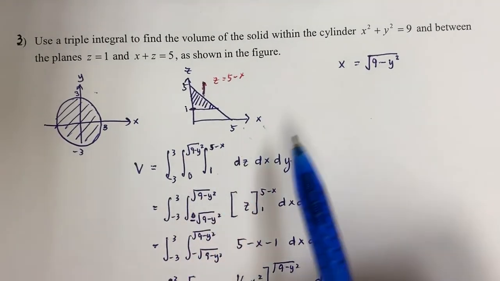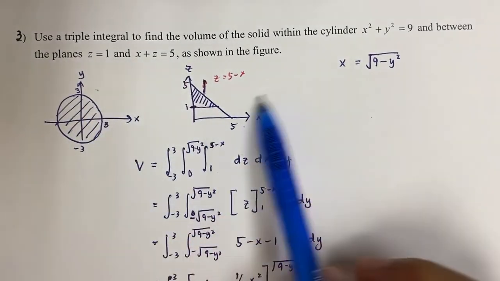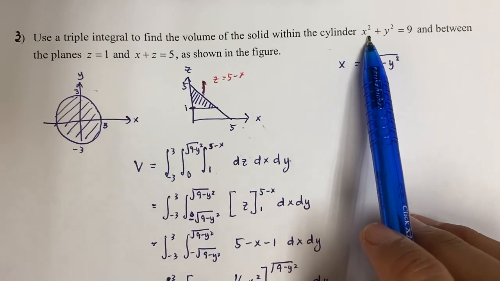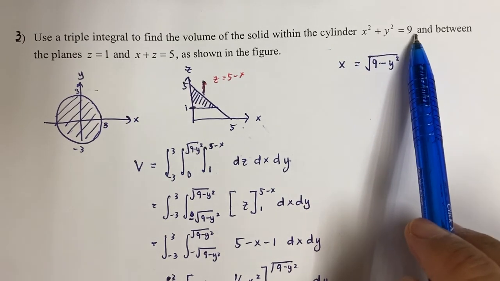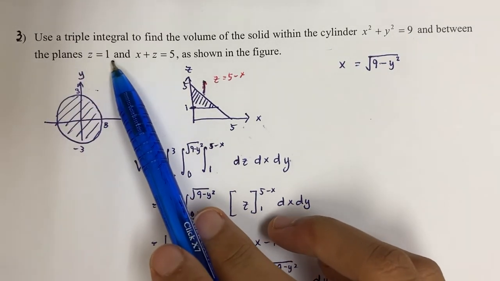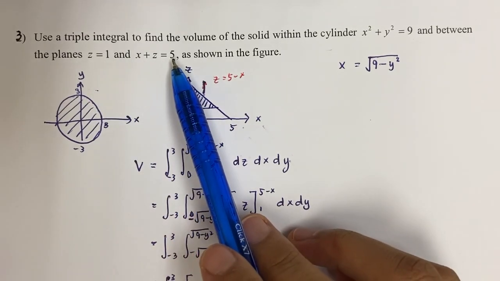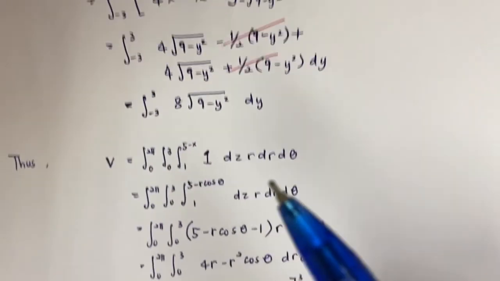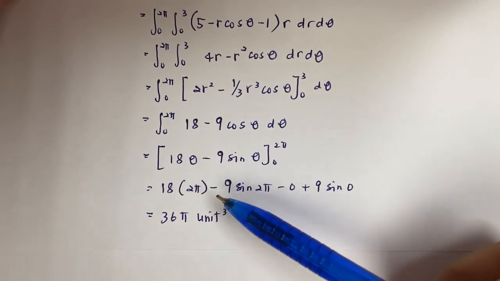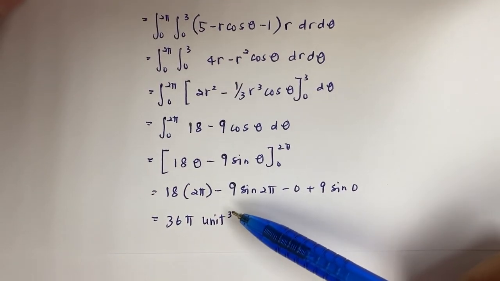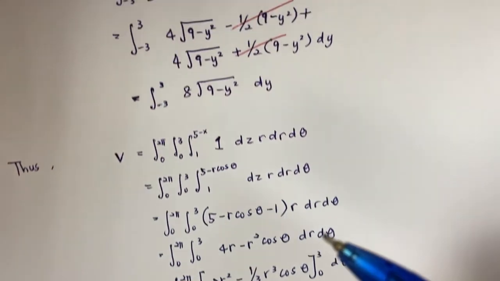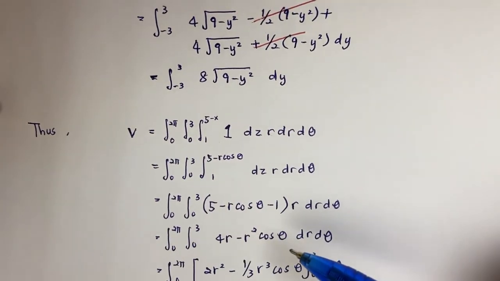So the volume within the cylinder x squared plus y squared equal to 9, and between the planes z equal to 1 and x plus z equal to 5, is equal to 36 pi unit cube. And this can only be solved using cylindrical coordinates.